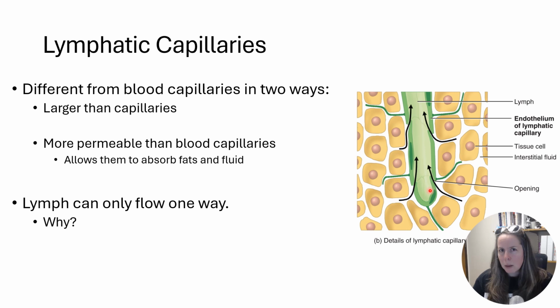So lymphatic capillaries only provide one way of access. Fluid can come in through these little clefts, but they seal, so it can't drain backwards. And that's really important because the whole purpose of this system is to get the fluid out of the tissues. If we let it just go into the tissues as well, it would cause a problem.